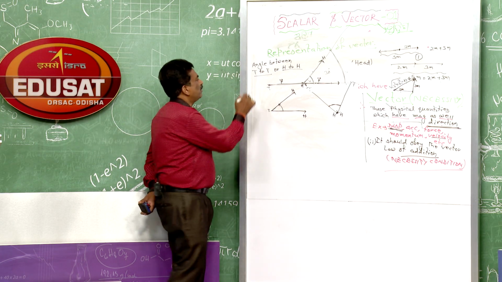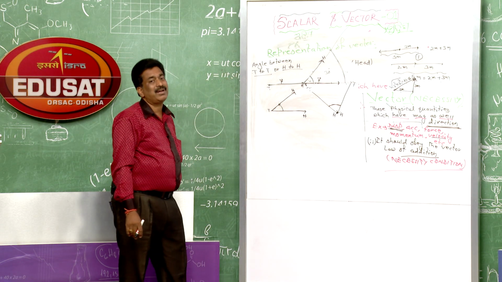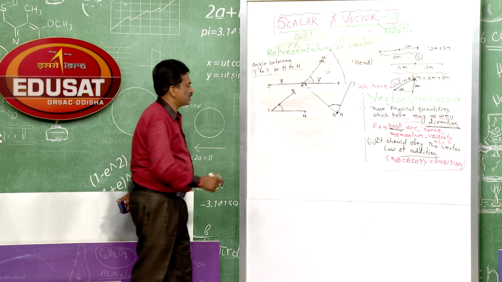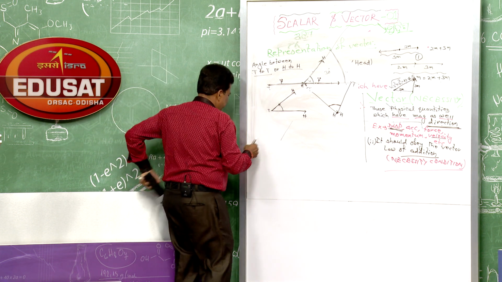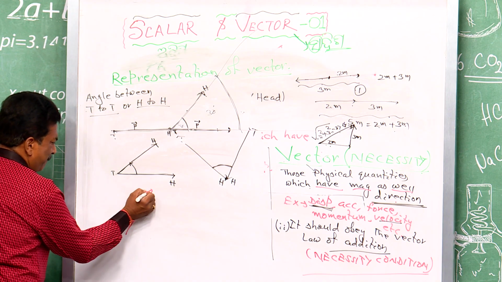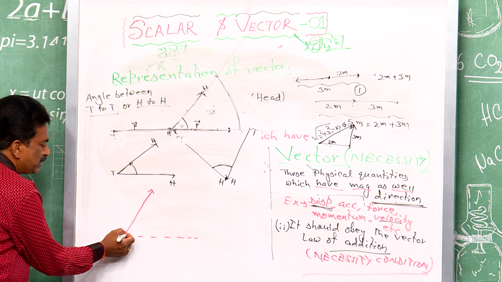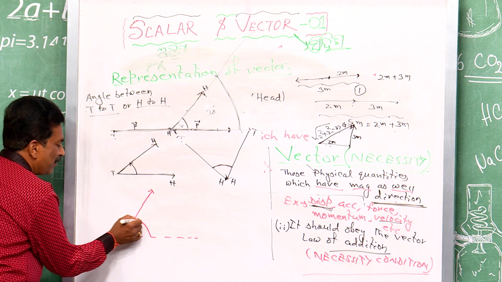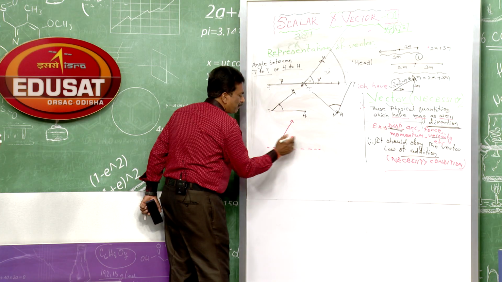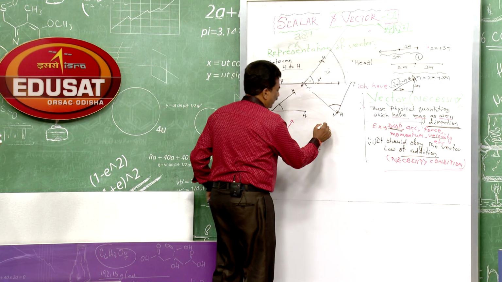Or you can say the angle between tail to tail, or the angle between head to head, that is the direction. Suppose according to the screen, a vector is likewise. This is the plane. So, this is its tail. So, this is the angle of that vector, because this vector makes an angle with the plane. Suppose we will take another one.